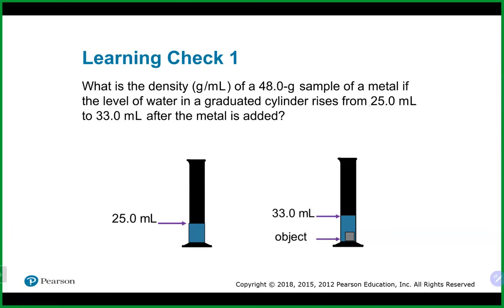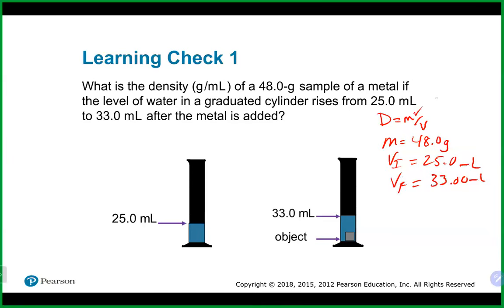Okay, let's take a look. So obviously we're dealing with density, which is our mass divided by volume. In this case, we are given the mass, which is 48.0 grams. We have our initial volume of 25 milliliters. We have our final volume of 33 milliliters.